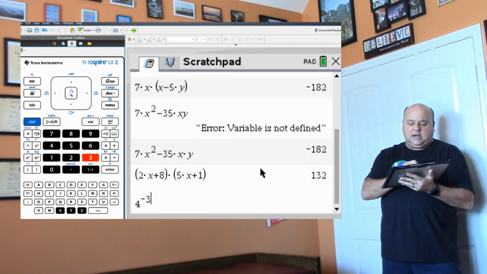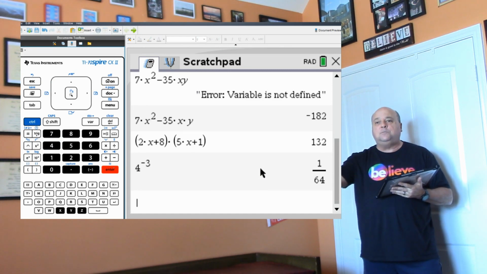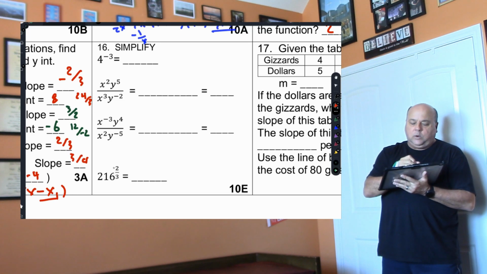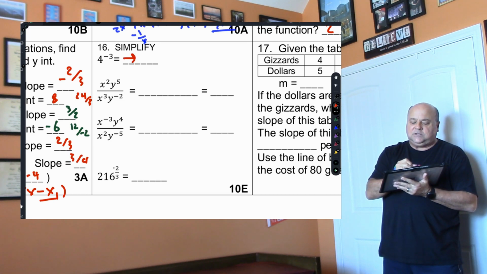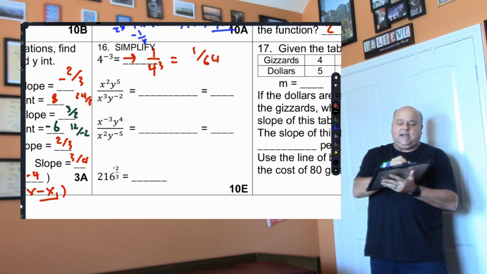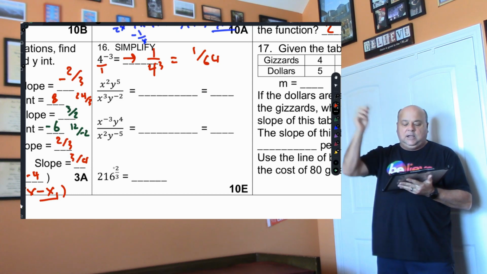I got 4 to the negative 3, and it's 1 over 64. The negative exponent puts the number across the fraction bar. So really quickly, let's just try to simplify this. This would turn into 1 over 4 to the third, which is 1 over 64. The negative exponent flips it across the fraction bar. Let's go to the next one.